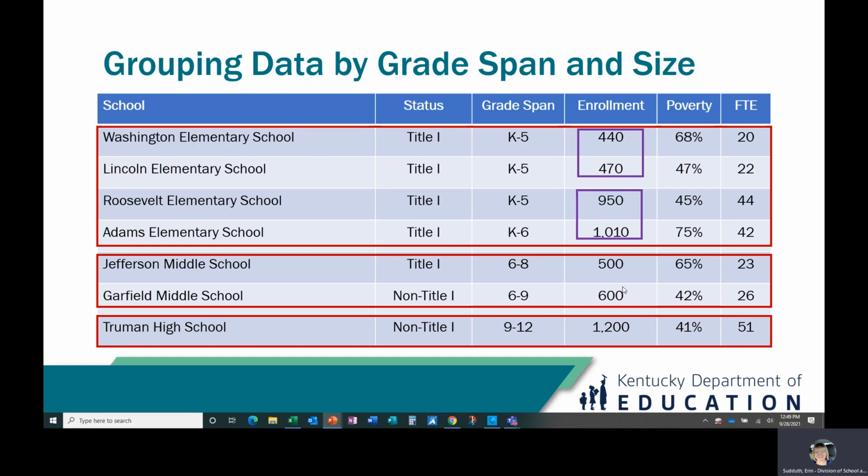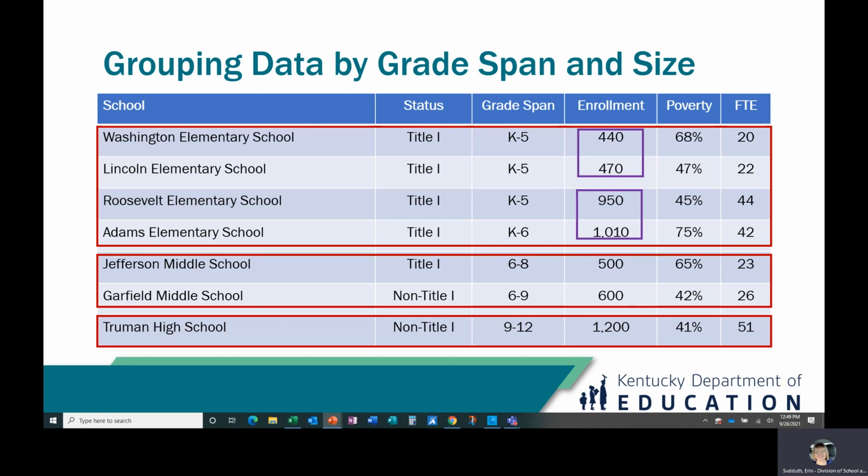Moving on to Group B, the enrollment numbers are fairly similar. Jefferson has 500 students and Garfield has 600 students. We don't need to break Group B down any further. And finally, Group C only has 1 school, so it will be its own group.